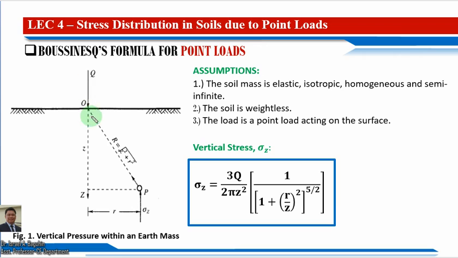As you can see, this is now our point P. We are going to determine the vertical stress, denoted by sigma subscript z, at a radial distance r from the vertical axis of this point load or concentrated load Q acting at point O. In order to get the distance from point O to point P, we need to take the square root of the sum of the squares of z and r.